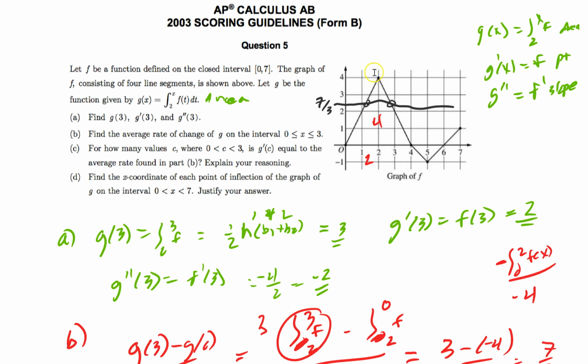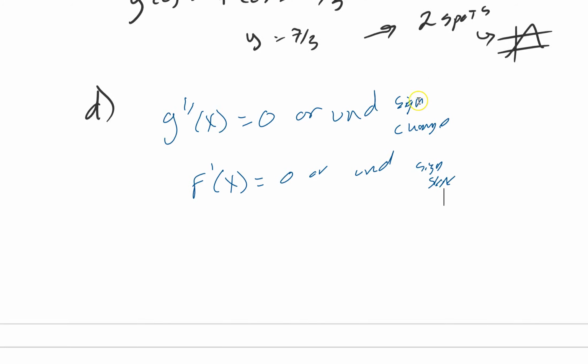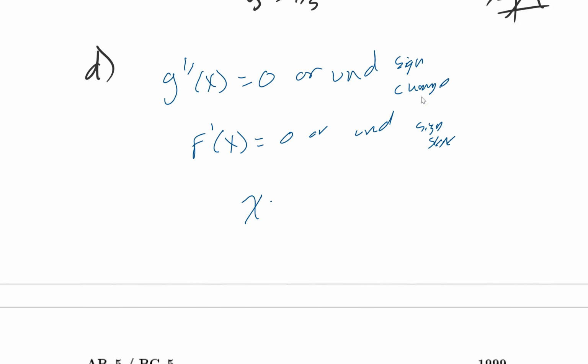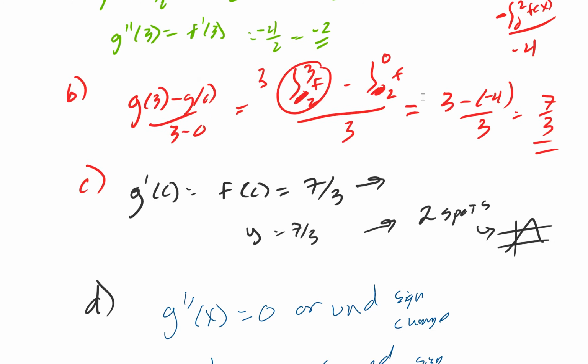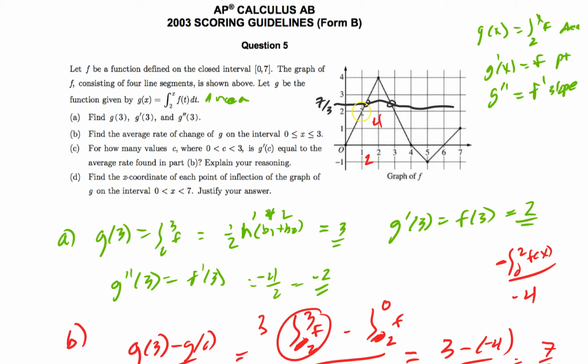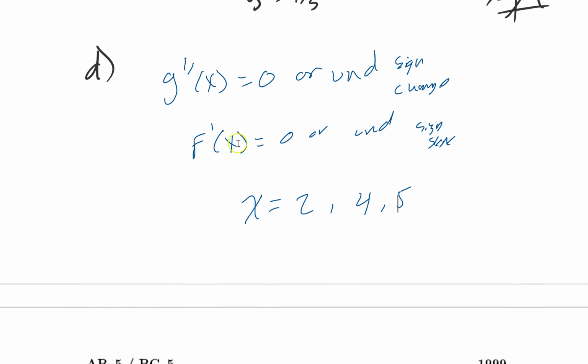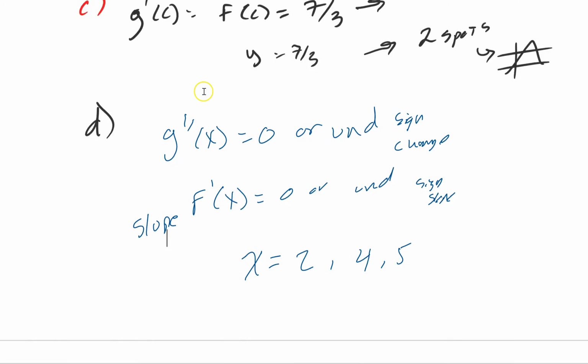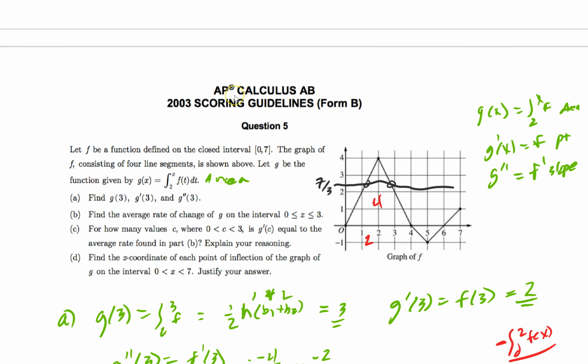The slope is undefined here at 2, undefined here at 4, a little cusp, a little tiny one, and undefined at 5. So I'm undefined at 2, 4, and 5. Now we have to check the sign change. Remember, f prime is slope, so the sign change is more of a slope change. The slope does change here, going from positive to negative. Slope does not change there, negative, negative. And slope does change there. So my only answers are 2 and 5.